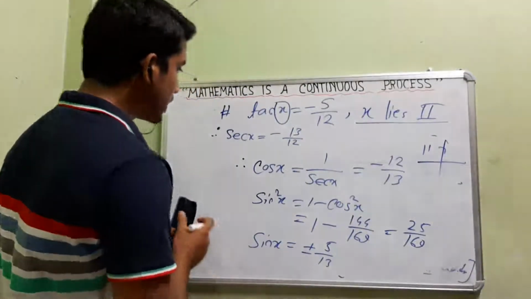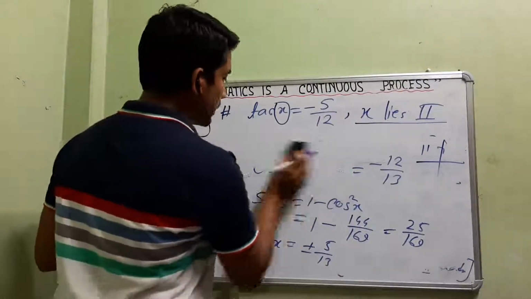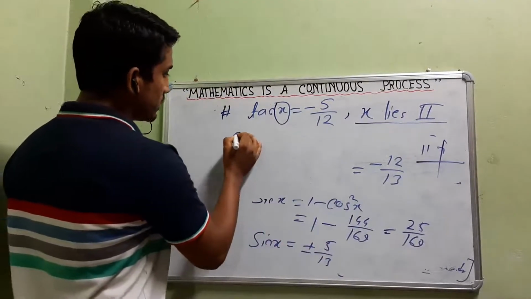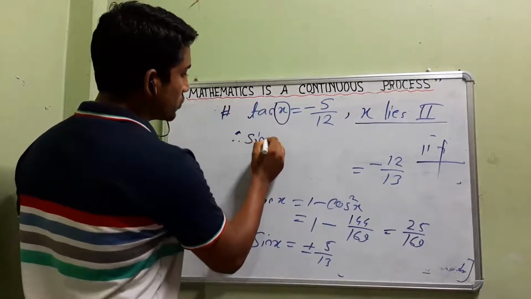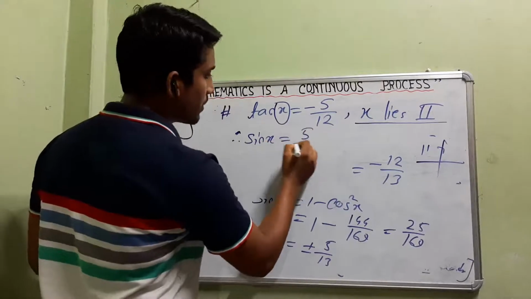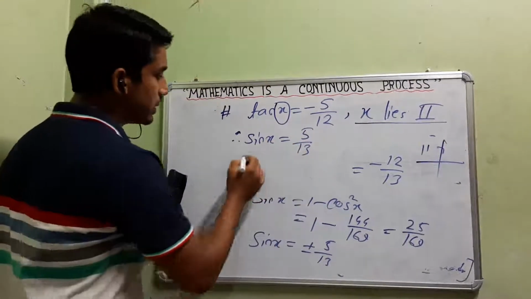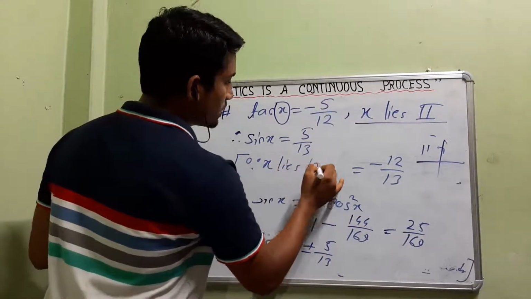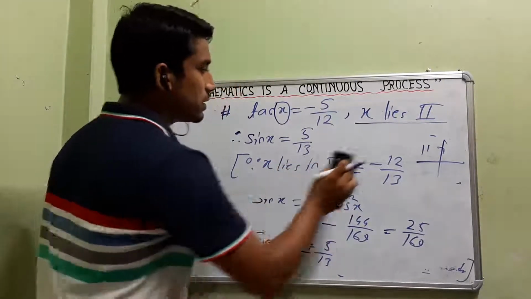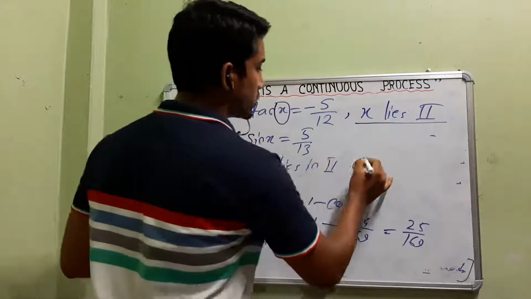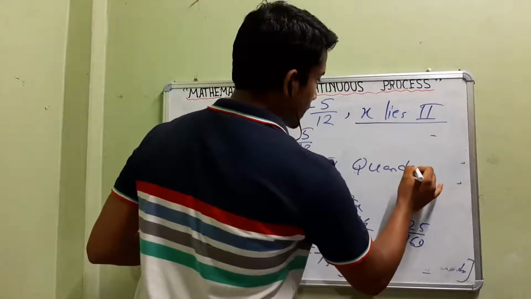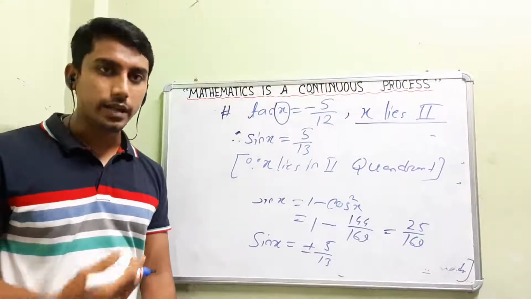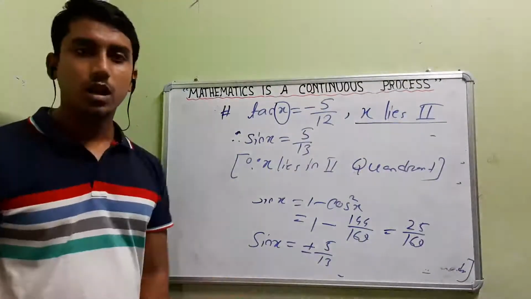We'll give the logic like this, you see. So we got sin x equal to plus minus 5 by 13. So we'll write, therefore sin x equal to, we'll take the positive value, that is only 5 by 13. I am taking positive 5 by 13. What is the logic? Since x lies in the second quadrant, the second quadrant is the house of sine and cosec, that's why I have taken the positive value.